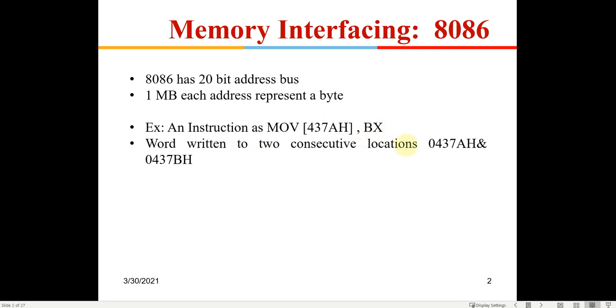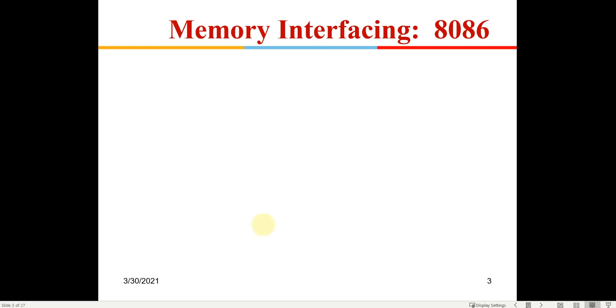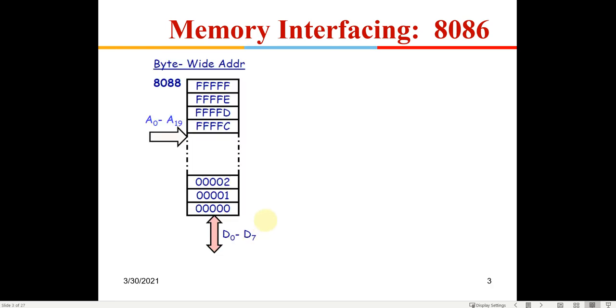So we know two consecutive memory locations, that is 0437A and 0437B, starting with an even, ending with an odd, so two consecutive bytes will be taken. That's how a word will be written to a memory location. So there are two banks, so that it will complete the memory cycle within one cycle. There are 16 data lines, so all of them will be used in one go. So it is divided into 512 KB each, odd bank and even bank. This we learnt in the 8086 architecture.